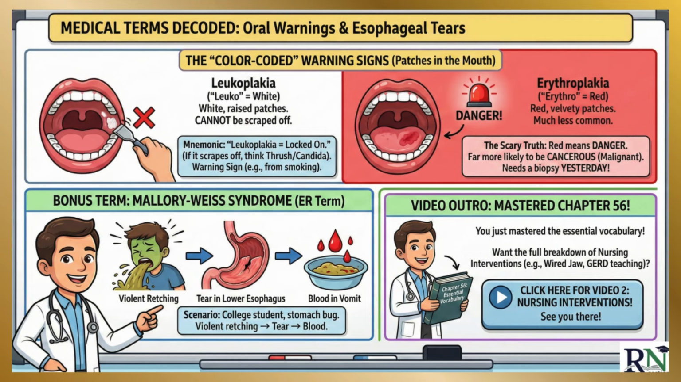Lastly, we have leukoplakia and erythroplakia, between leuko, the white, and the red, red patches. So you can see it here. And then we have Mallory-Weiss syndrome. It's the tear of the gastroesophageal junction mucosa, often from severe vomiting or retching. So Mallory is a tear after vomiting.